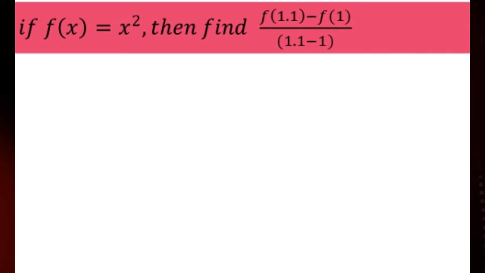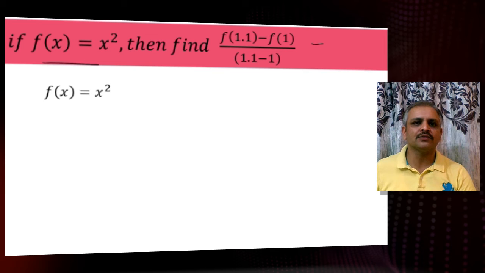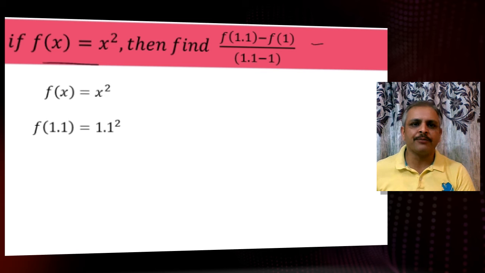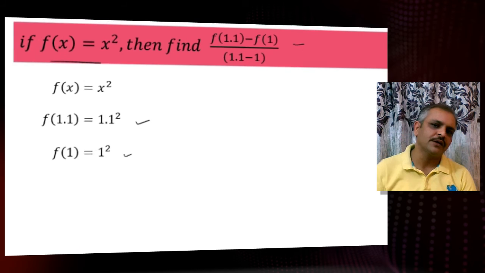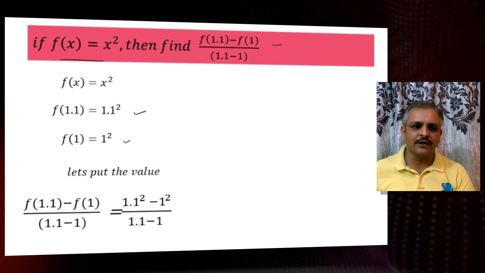Next sum is f(x) is given x square and we have to find the value of (f(1.1) minus f(1)) divided by (1.1 minus 1). Let's solve it. So function is f(x) is equal to x square. First I will give the input x as 1.1. So replace the x with 1.1, I'll get 1.1 square. Second, give x is equal to 1, so it will become 1 square. And let's find out the value of whatever is required.